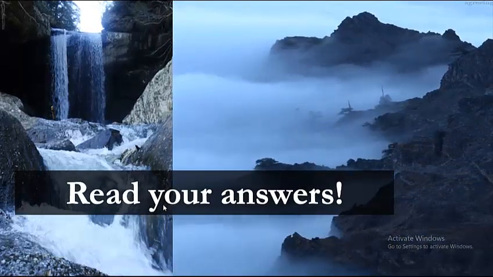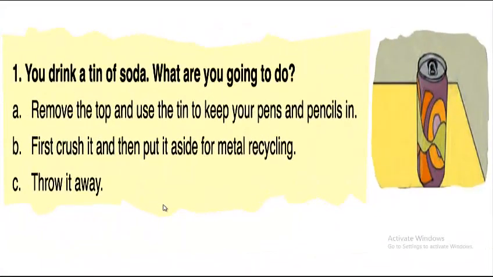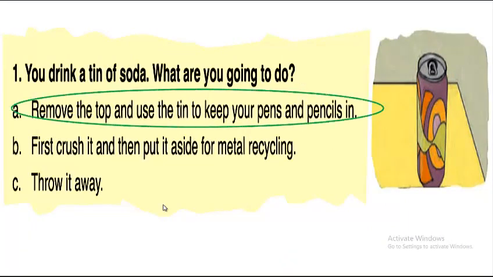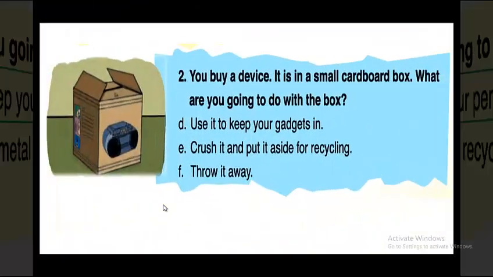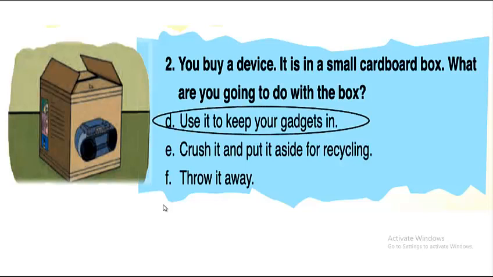Now, my dear students, let's read and check your answers. The first one, what is the best option here? Okay, that's right. Remove the top and use the tin to keep your pens and pencils in. Number 2, you buy a device. It is in a small cardboard box. What are you going to do with the box? Use it to keep your gadgets in. Excellent.